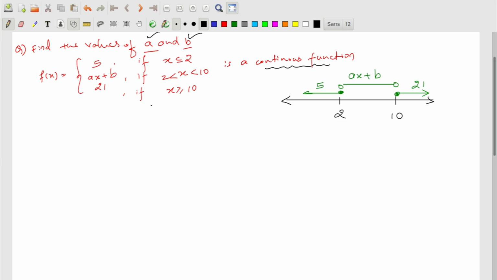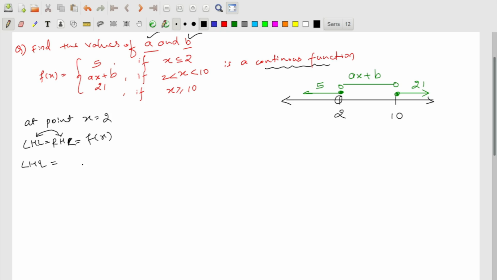For such questions, first let me take the point 2 here. At the point x equal to 2, we know that the function is continuous. As the function is continuous, LHL is equal to RHL is equal to f(2). So now let me take just LHL and RHL and equate these two, to see what we get. The left hand limit and then the right hand limit.